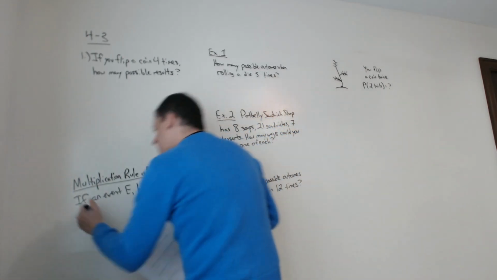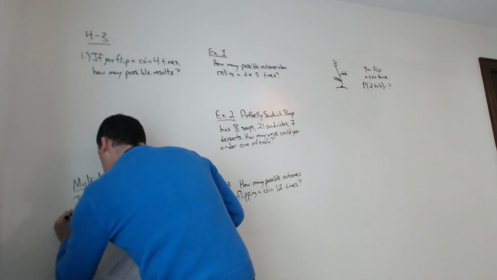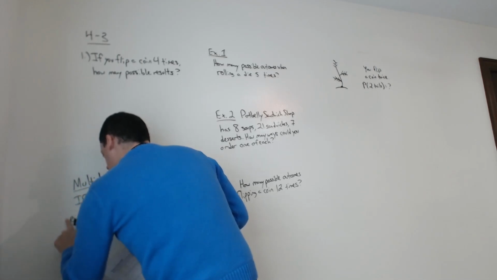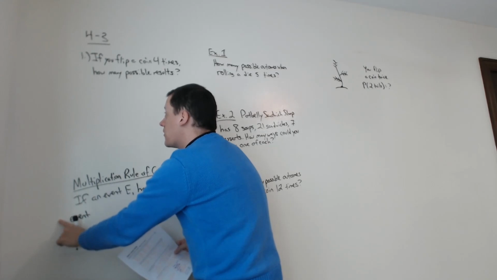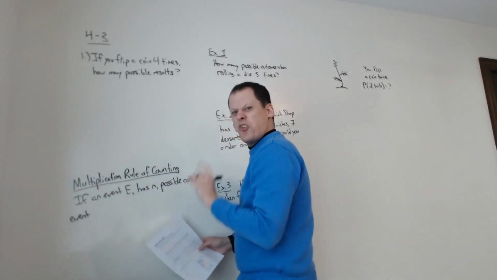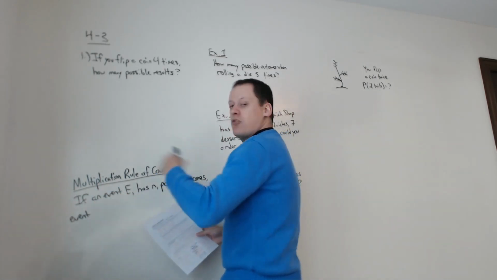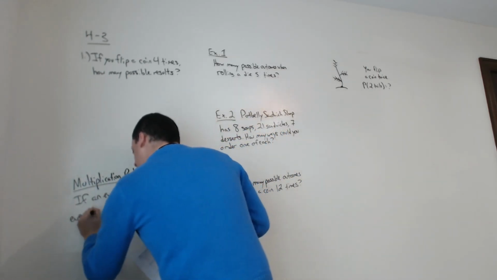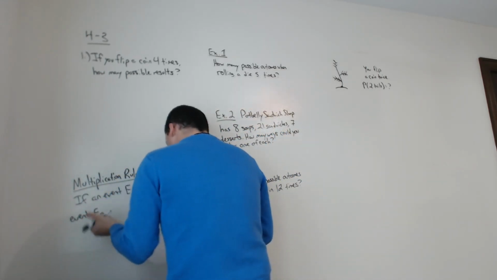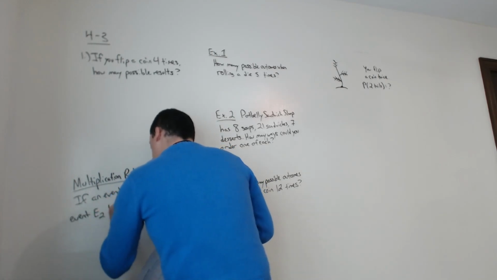So let's say there's an event E2. Just make sure I didn't write on my wall here. I think my whiteboard starts about here. I really need a border for this because one of these times I'm just going to write all over my wall and it's not going to be a good situation. Event E2 has N2 possible outcomes.